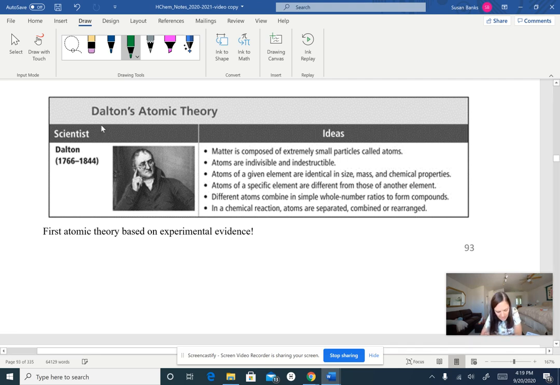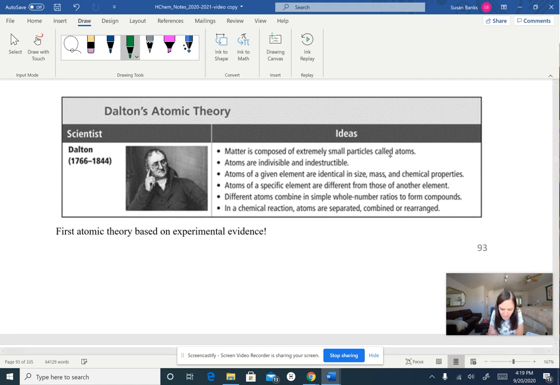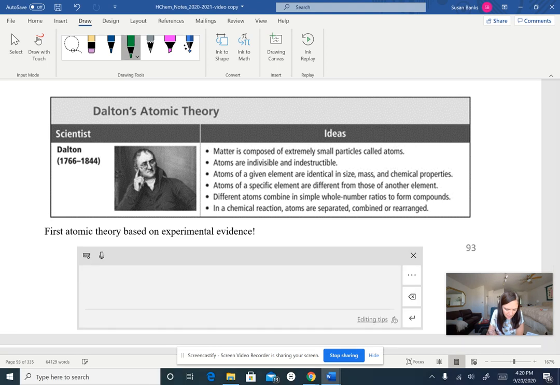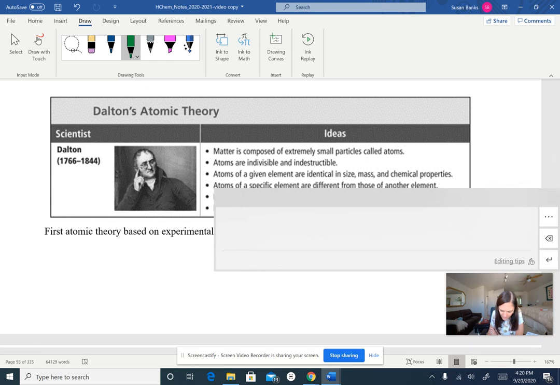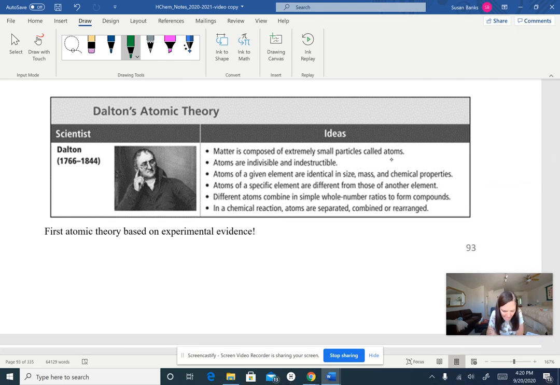So this is what he did. These are his main ideas. Matter is composed of extremely small particles called atoms. We have atoms again. Okay? So atoms are definitely something that we have again. Atoms are indivisible and they are indestructible. So I cannot break an atom. I cannot destroy an atom. In fact, he thought of atoms as billiard balls.